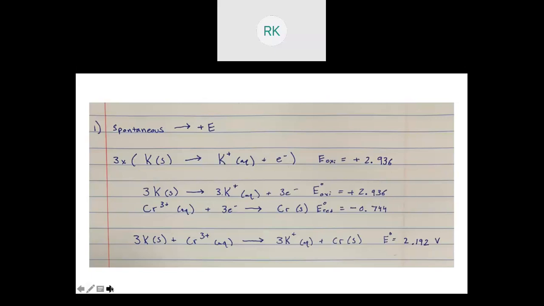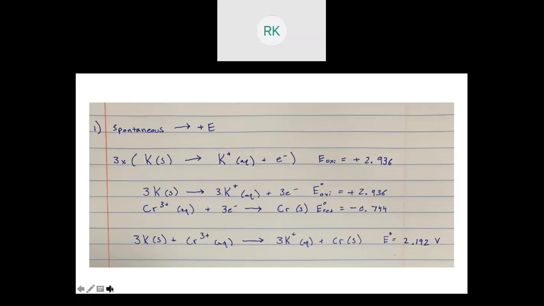And so I multiply it all by 3. So now it's 3 potassium solid molecules go to 3 potassium ions plus 3 electrons. And so when we add those together, you'll notice the balanced equation at the bottom has no electrons because they cancel out. A really, really important point to make here is that you'll notice our E oxidation, even when I multiplied it by 3, does not change.